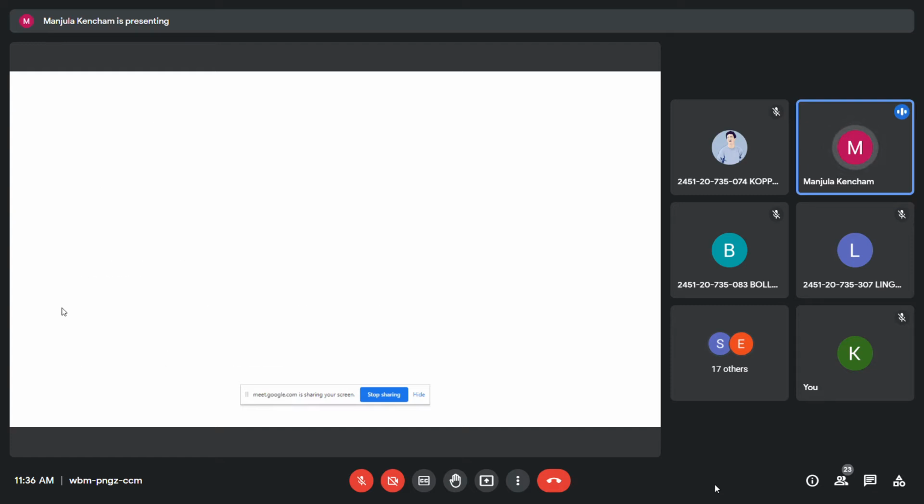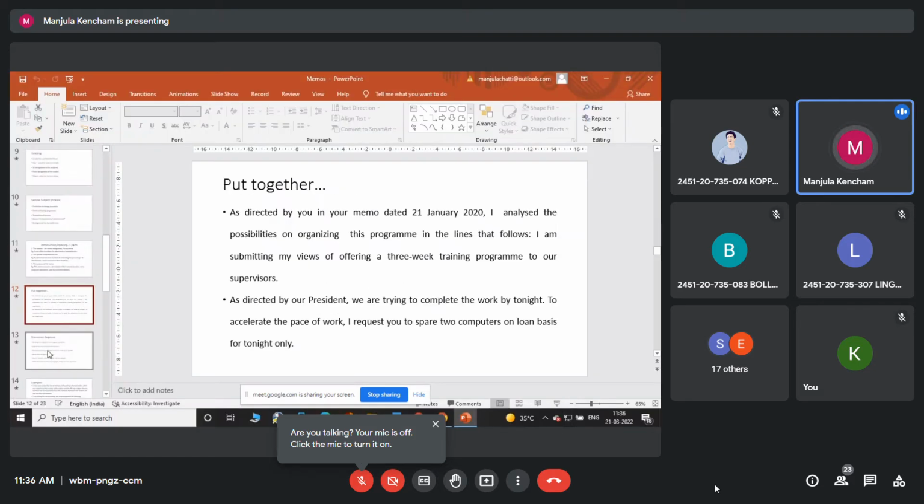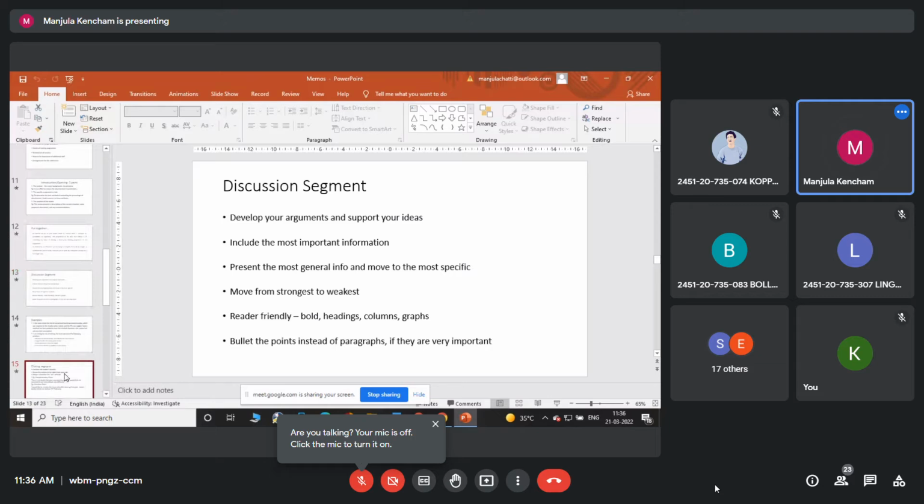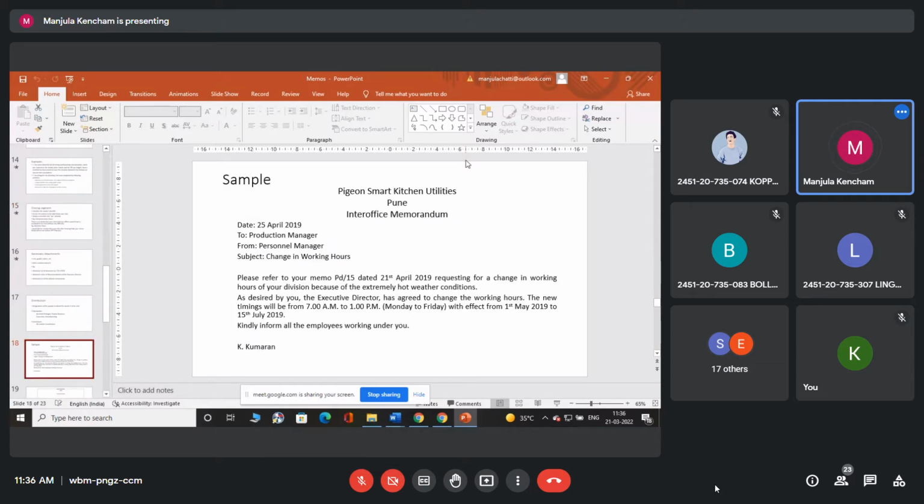I'll just show you the sample rather than going with a detailed explanation. Yeah, this is one sample. You can see the word date is written, but when we write a letter, we don't use the word date. In a memo we do that. That's one difference. So it is simply written. There is a page limit for this memo: it goes only on a single page. It does not exceed more than a page. It should be limited to a single page.